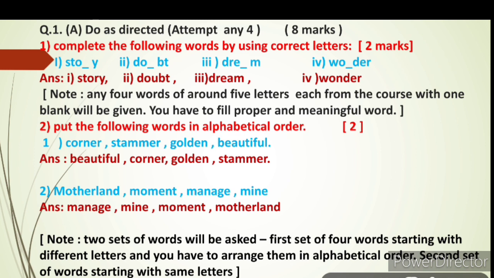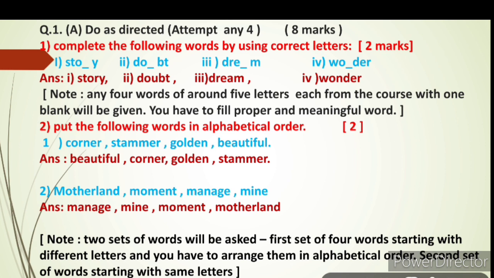Now look at the words: corner, stammer, golden, beautiful. Every beginning letter is different. Now look at the answer. The first word is beautiful, B. The second word is corner, C. The third is golden, G. The last word is stammer, S.